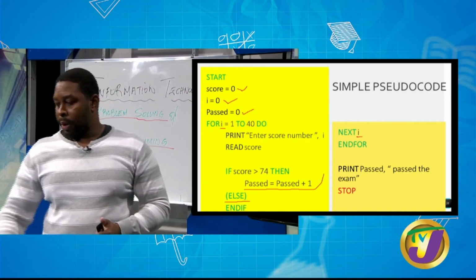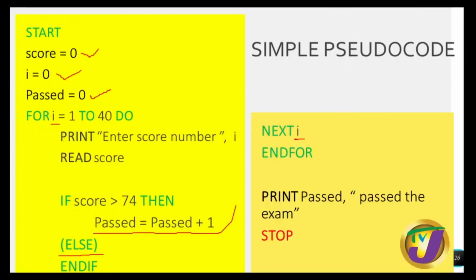And finally, we have a print statement that says print passed, and in this case, passed is not in quotation marks. That means we are printing the value inside of that variable called passed. Have a comma separator, then we have quotation marks, passed the exam. So let's say we went through the program and 39 persons passed. Then that print statement will now read print 39 passed the exam. And finally we have a stop.